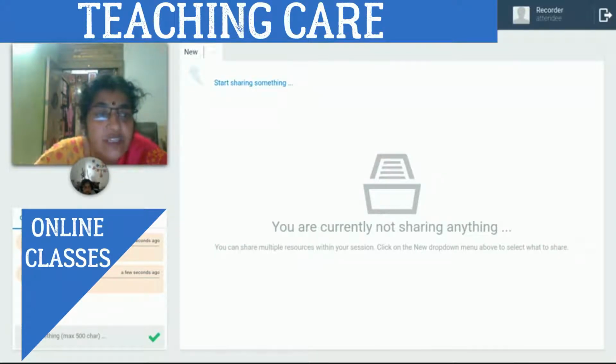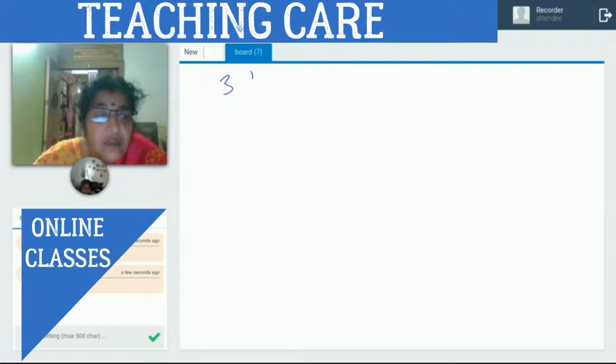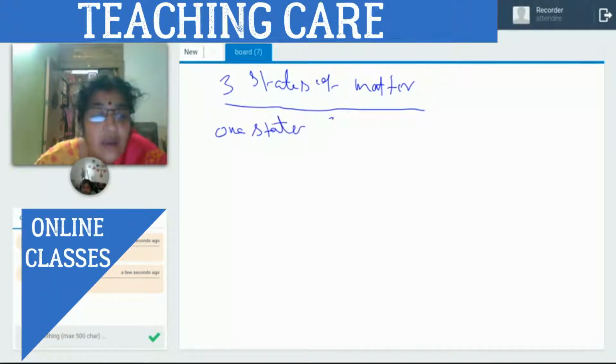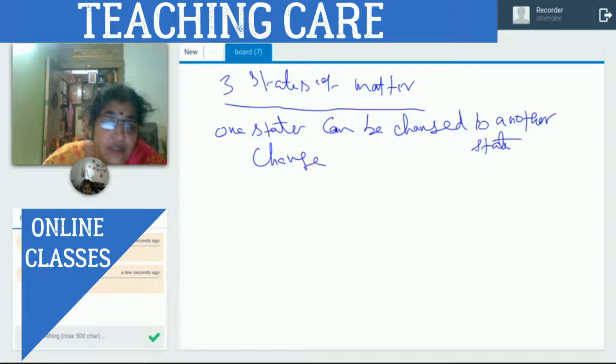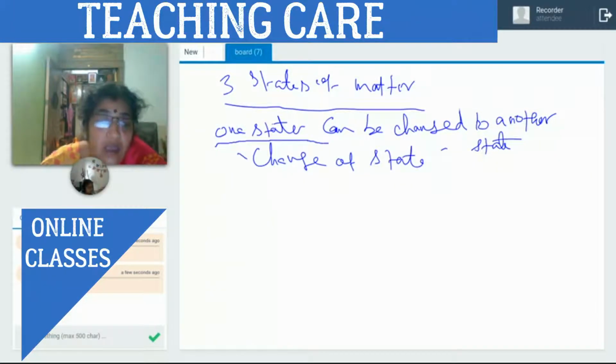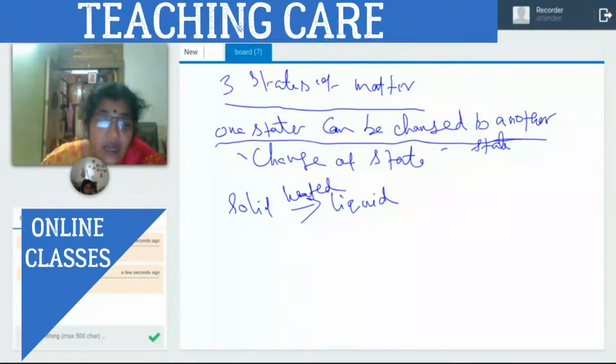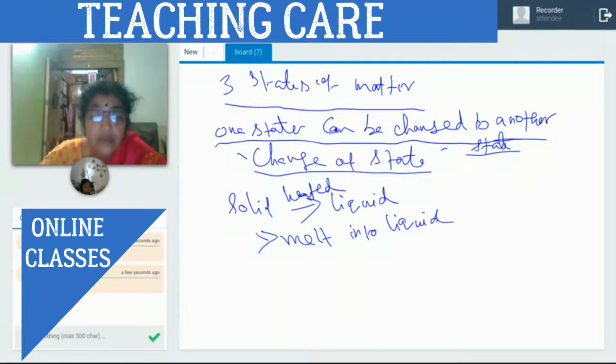Okay, so no need to waste time. So far, what we have studied? We have studied that there are three states of matter, right? And one state can be changed to another state. That is called a change of state, right? If a solid changes into liquid, you have to heat it. If you heat it, the solid will melt into liquid, right? So this is a thing we have done so far.